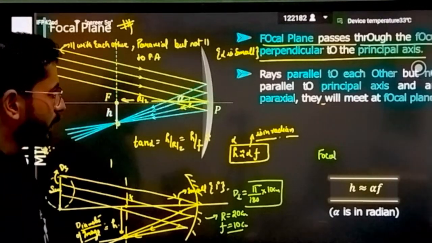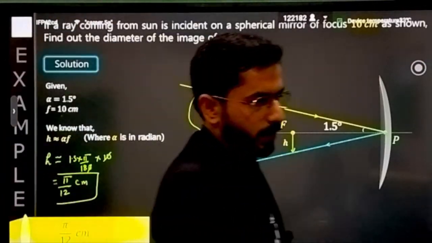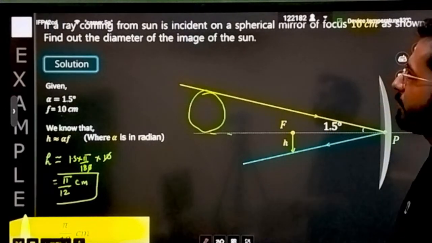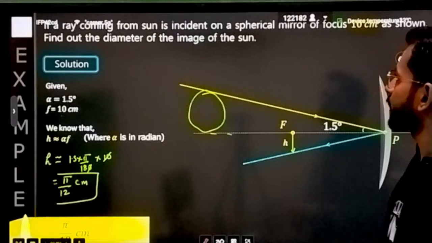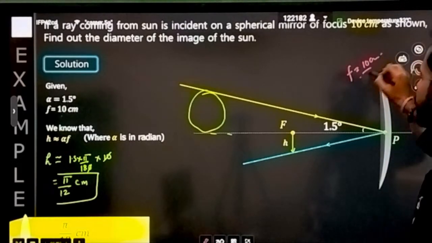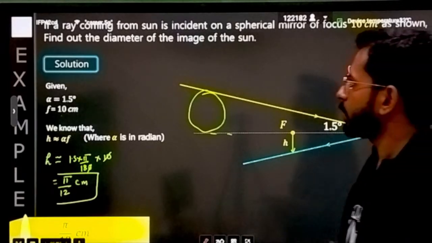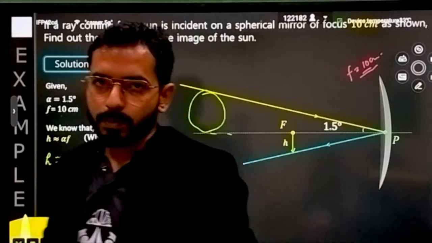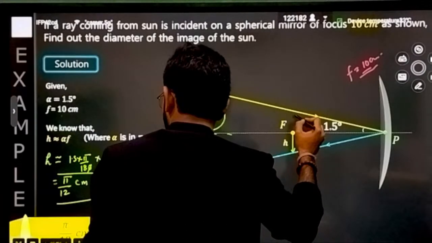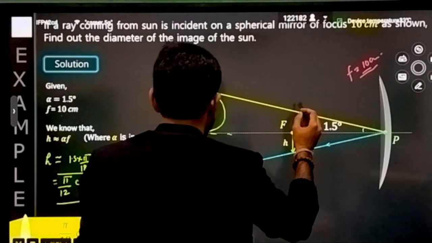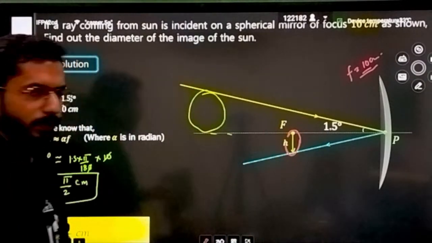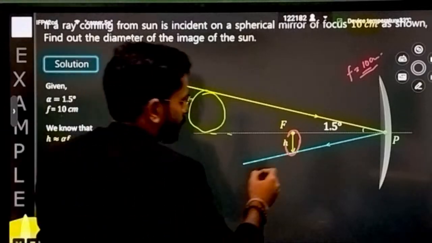One variety of question also, let's understand by a question. Here is the question, you will understand better here. The question is telling you: a ray coming from the sun is incident on a spherical mirror of focal length 10 centimeter, as shown. Find out the diameter of the image of the sun. You have to calculate the diameter of the image of the sun. It is coming here, and this way it is going to make the diameter. So for making the diameter, you have to calculate the value h.